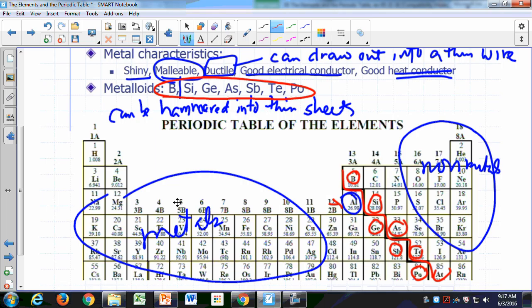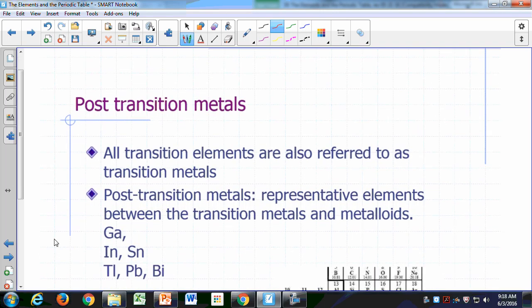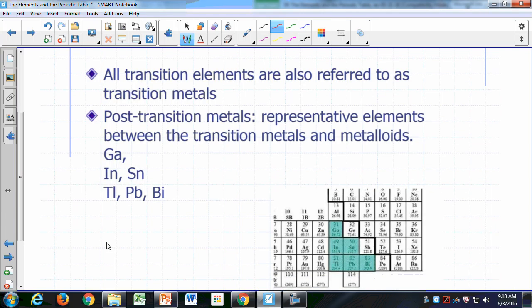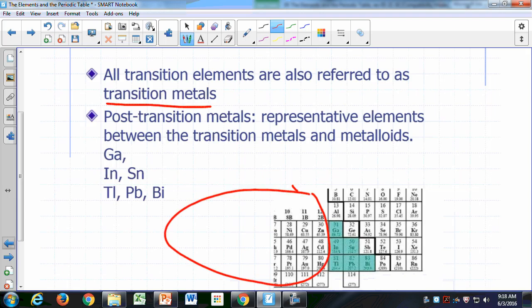Aluminum is really bordering on being somewhat of a metalloid, but typically we consider that as a metal. So everything to the upper right-hand side, like carbon, phosphorus, those are all nonmetals. Hydrogen also is considered a nonmetal. All right, so given all of that, let's add one more group. The transition elements, because if you look at your periodic table, all the transition elements over here are all metals, so they're also referred to as transition metals.